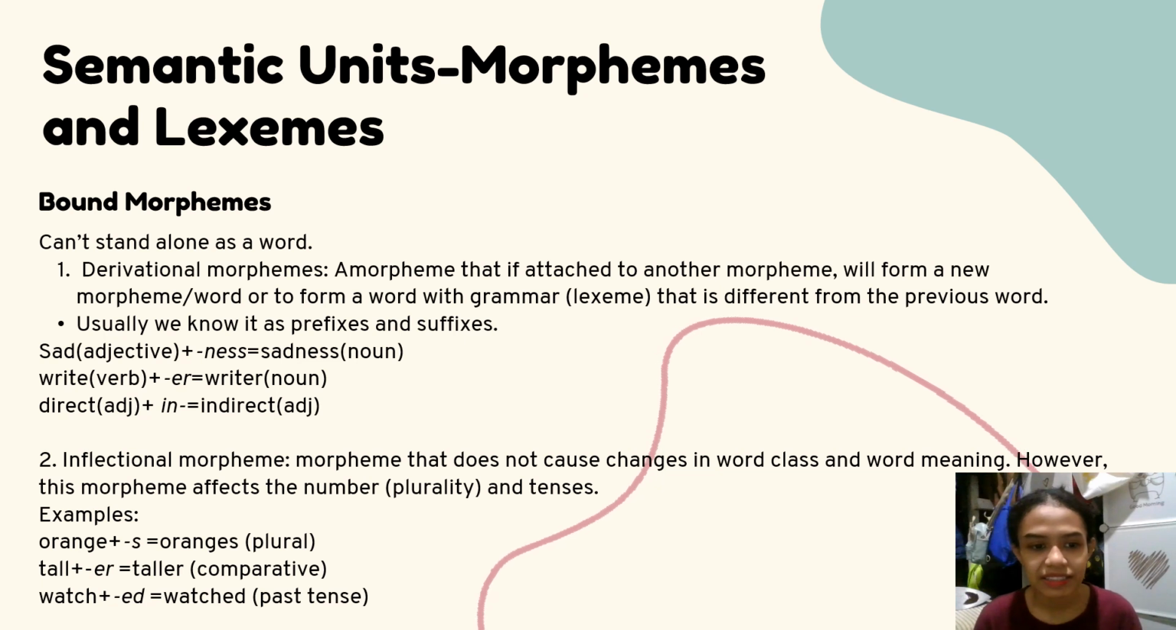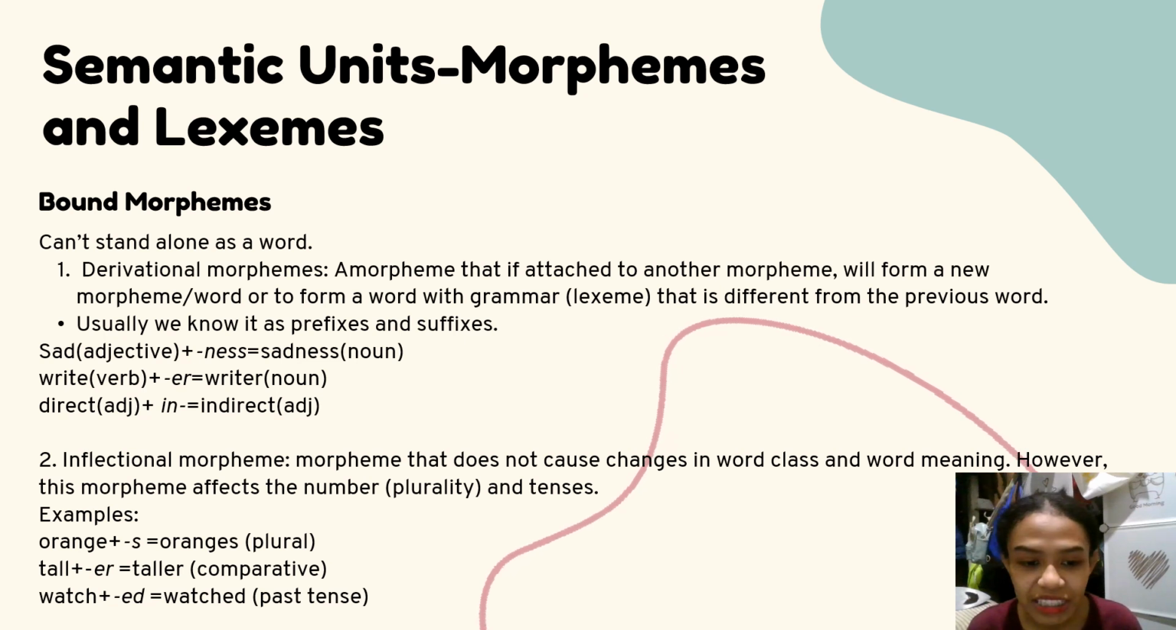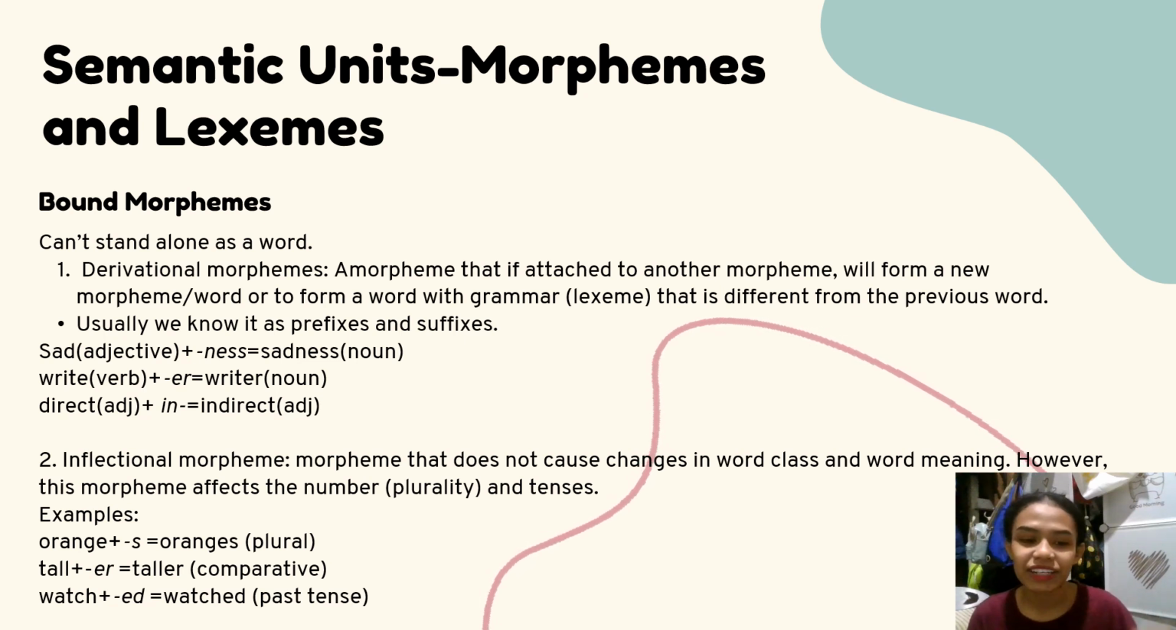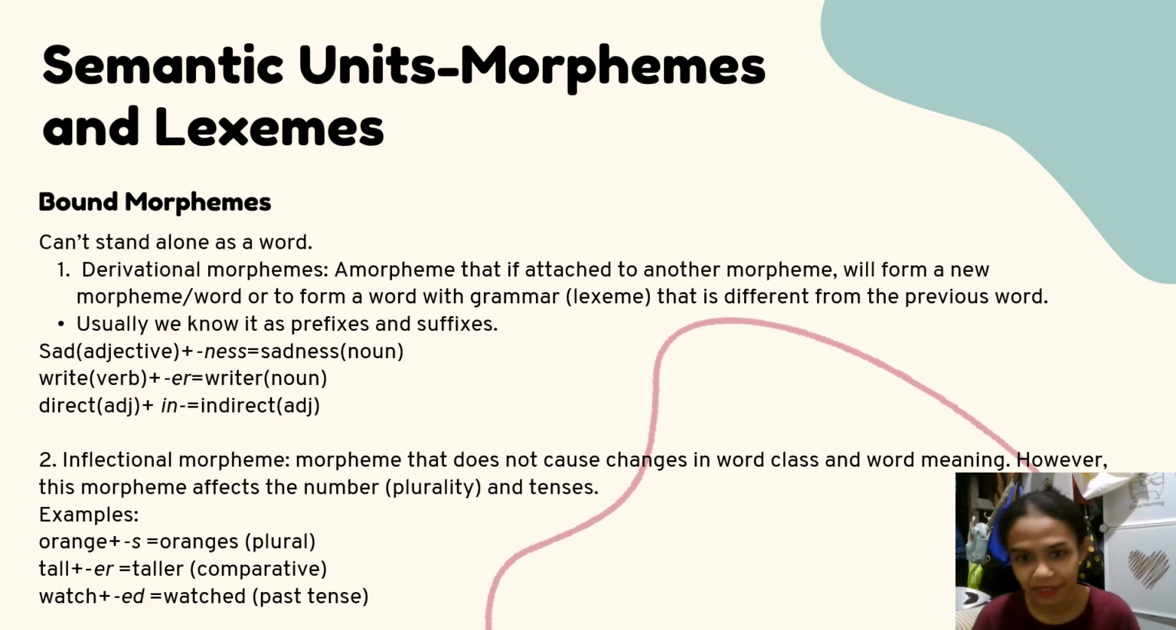And the second is the inflectional morpheme, which doesn't cause changes in word class or word meaning. However, this morpheme affects number, plurality, and tense. For example, orange plus s becomes oranges. It's plural. Tall plus er becomes taller. It is a comparative, like that. And the last, watch plus ed becomes watched. It is the past tense of the verb.